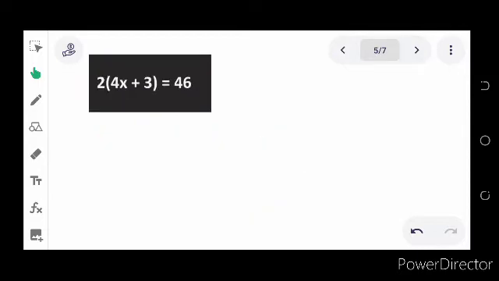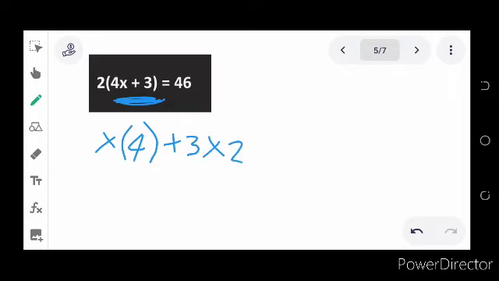Fifth example, 2 times the quantity 4x plus 3 equals 46. This time, we have the grouping symbol. So remember, when you have a grouping symbol, you have to start there first. Since what is inside the grouping symbol is 4x plus 3, we start first with what happens in 4x plus 3. So in 4x plus 3, you have x times 4 plus 3. Then this is multiplied by 2 equals 46.